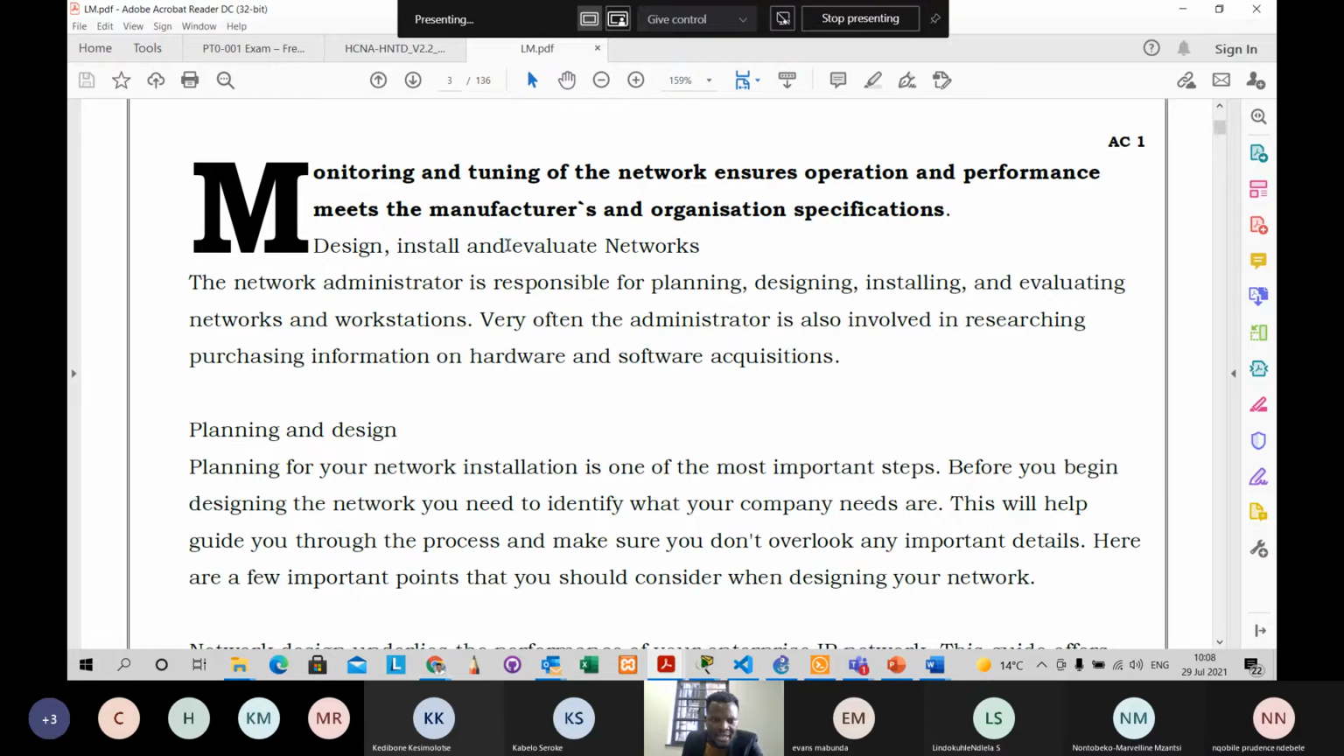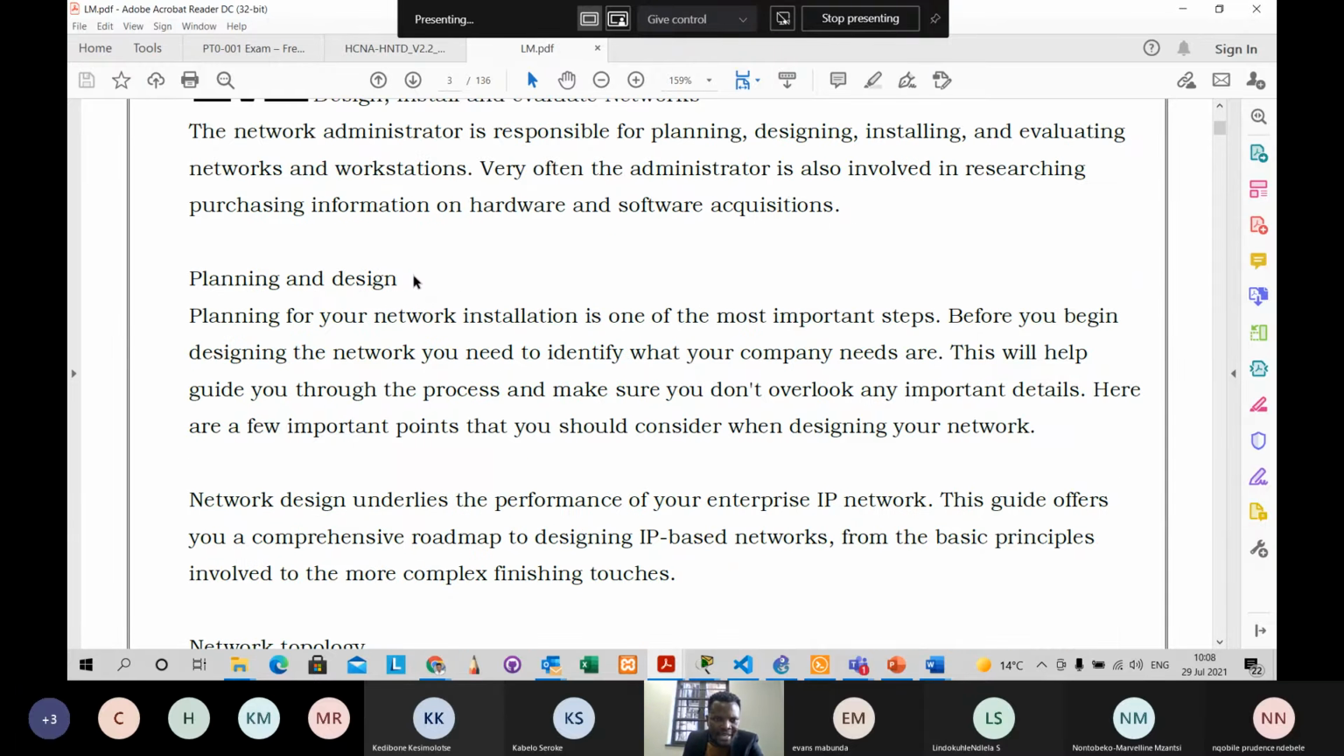All right, design and install. Okay, that's it. And then planning and designing. So first we have to plan, planning and design. So that's the part I've spoken about.